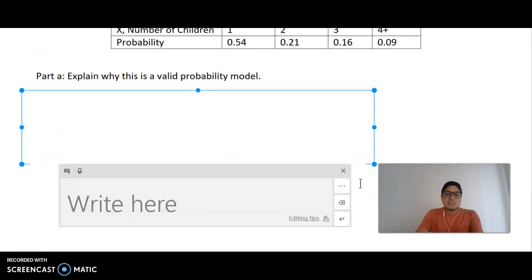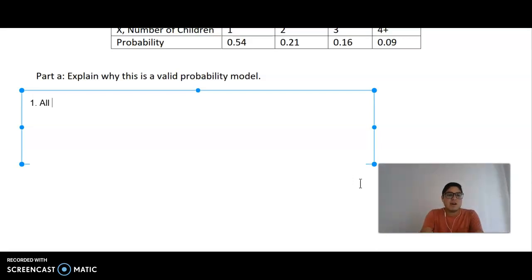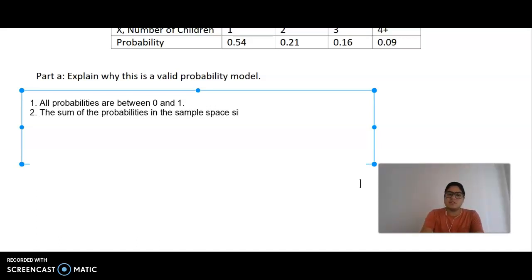We have 2 reasons here, and those were just listed. The first one is that I'm going to look at the probabilities: 0.54, 0.21, 0.16, 0.09. My first key point here is that all probabilities are between 0 and 1. And my second key point is that the sum of the probabilities in the sample space is 1.